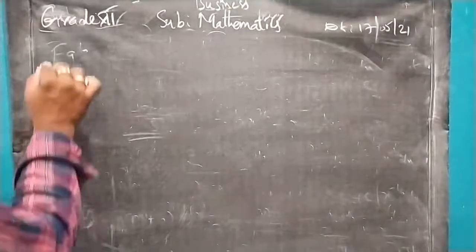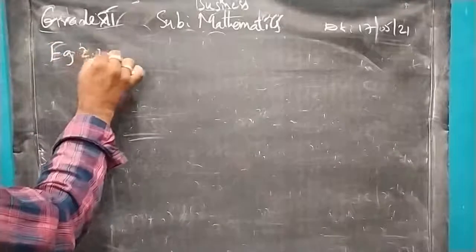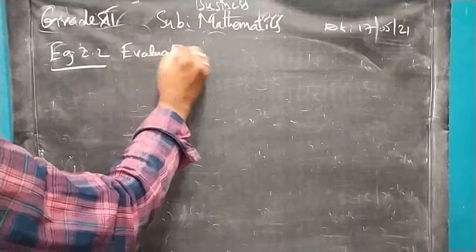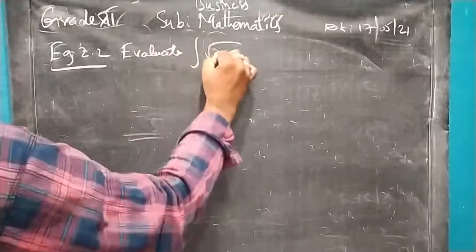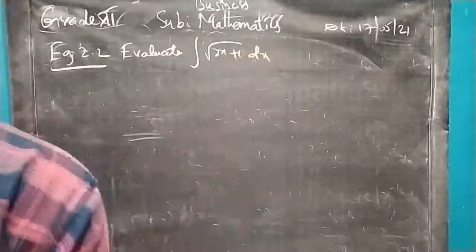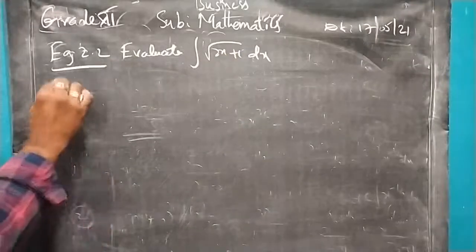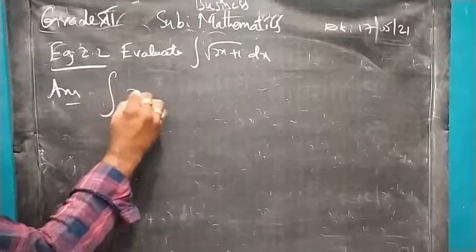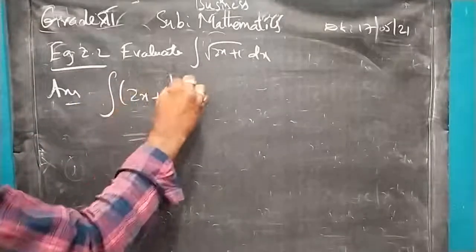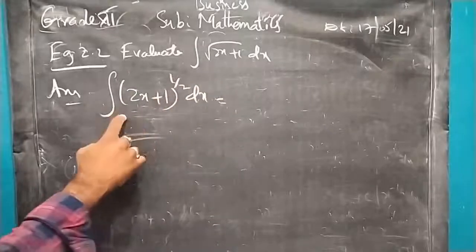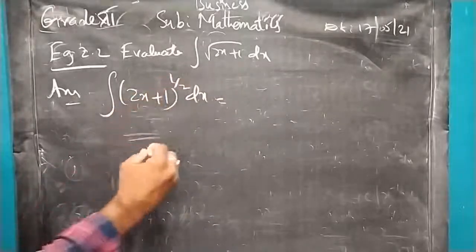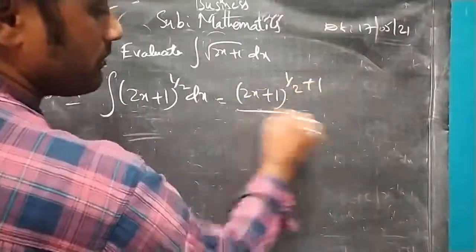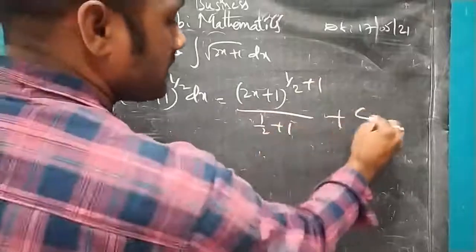Next, let us see example 2.2. Evaluate integral root of 2x plus 1 dx. Answer. The integral of root of 2x plus 1 can be written as integral of 2x plus 1 whole to the power of 1 by 2 dx. So using the integral of x power n, it is 2x plus 1 whole to the power of 1 by 2 plus 1 by 1 by 2 plus 1 plus c.